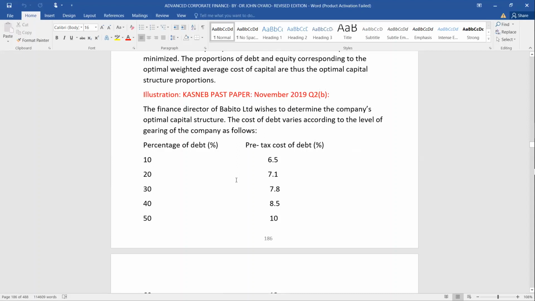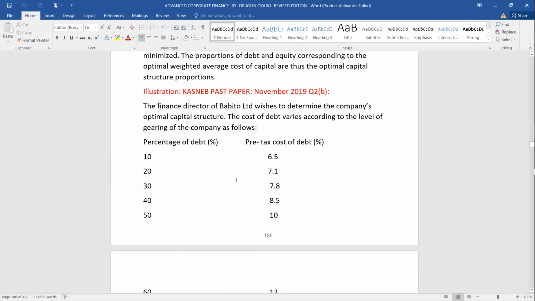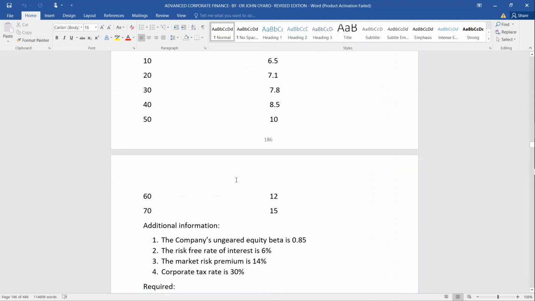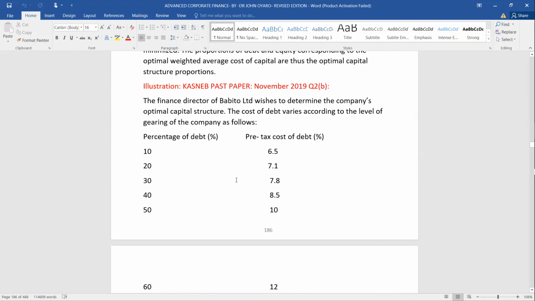Is it November 2019? Is it true? Can you please confirm your past paper? Is it true? That question is from November 2019. Question 2B? Yes, it's the one.